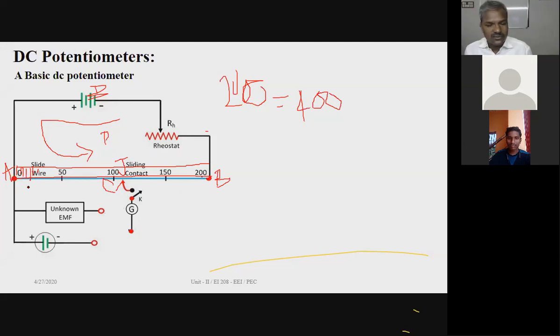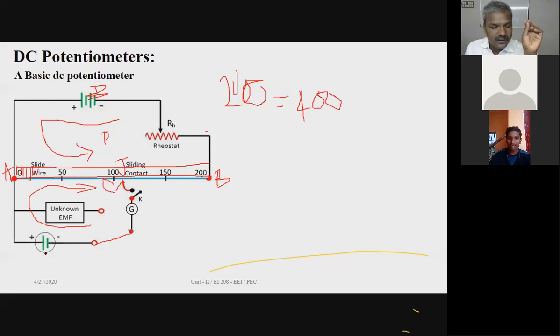The first step is that we have to calibrate, that is, standardize the potentiometer. For that, we have to connect the potentiometer circuitry. This is called the secondary circuitry.